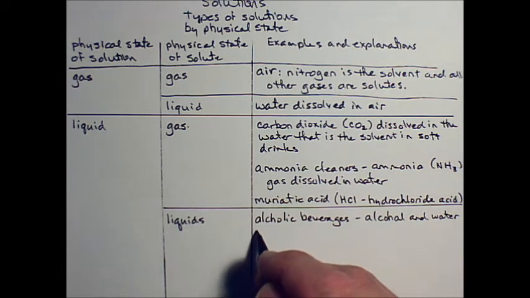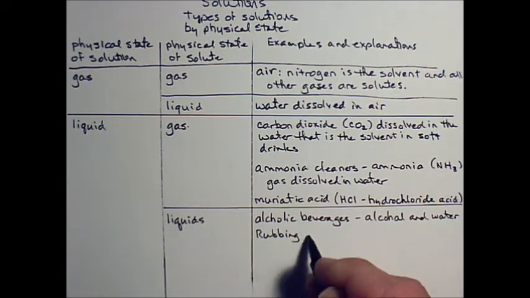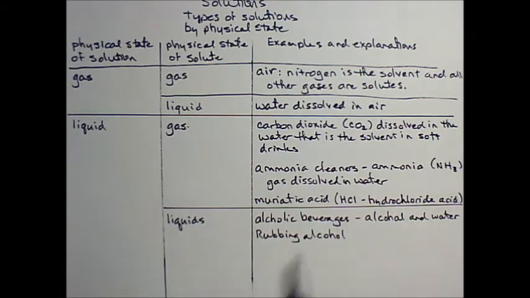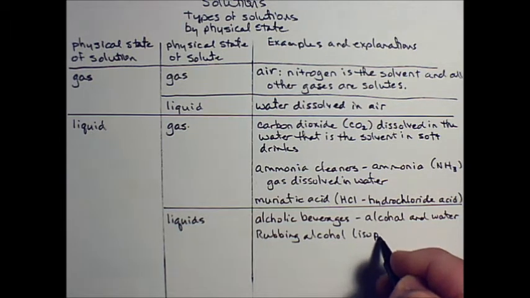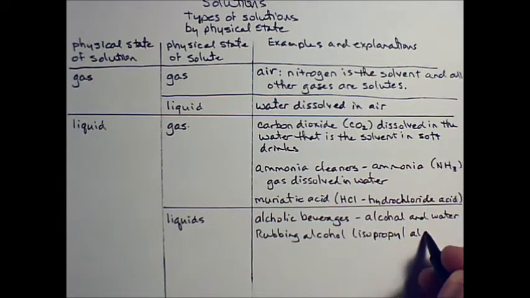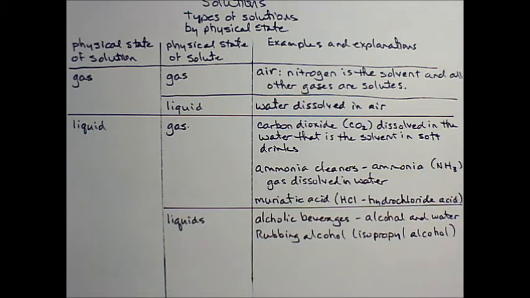Let's see, rubbing alcohol. That's isopropyl alcohol. If you go to a department store, the drug store, or even a grocery store, you can buy rubbing alcohol in one of two concentrations. One is, I think, 73%, one's 91%. What that means is that if you do the percent mass calculations, you have 71% isopropyl alcohol and that could be 29% water. That's an example of a liquid dissolved in a liquid.